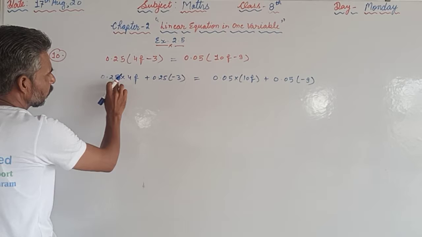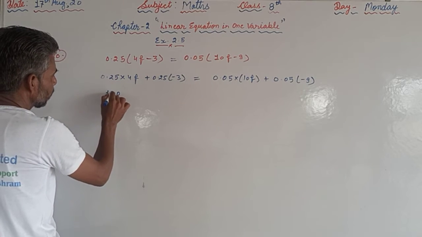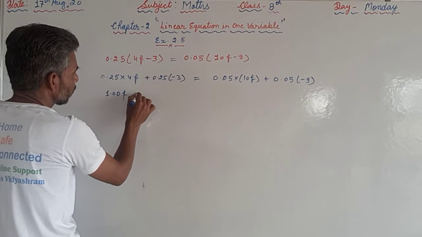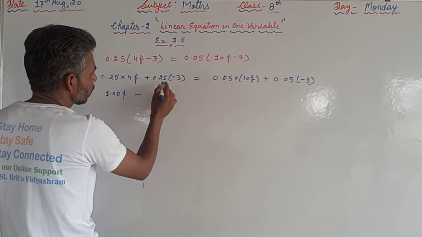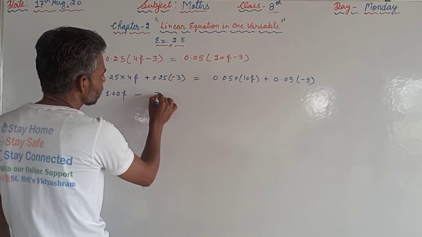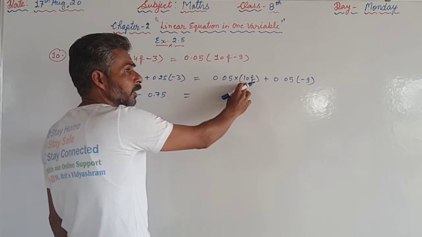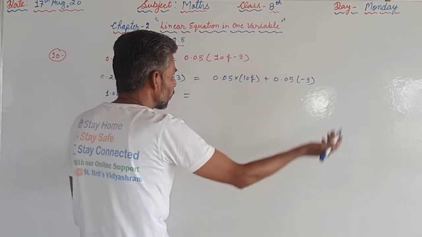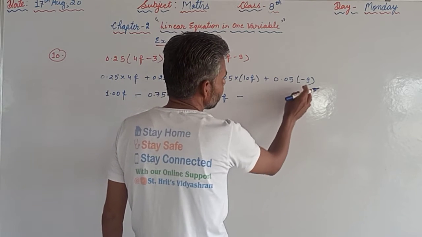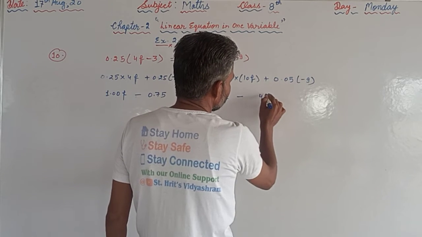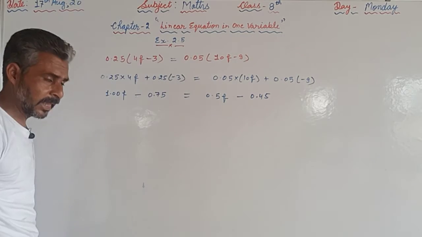So 4 5s are 20, 4 2s are 8, plus 2, that is 10, decimal after 2 places. Then minus, 25 into 3 is 75, and the decimal will be here only. Here we are supposed to multiply by 10. If we multiply by 10, the decimal will move to the right hand side, so it will become 0.5f plus minus 5 9s are 45, after 2 digits the decimal will come. So like this we will get.